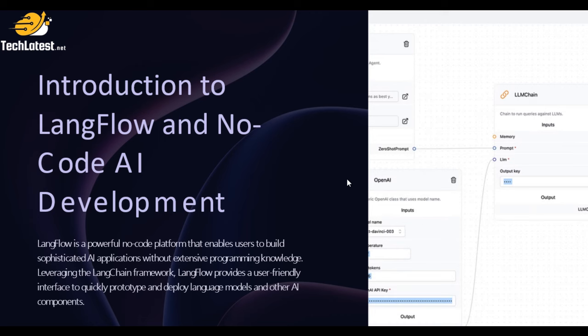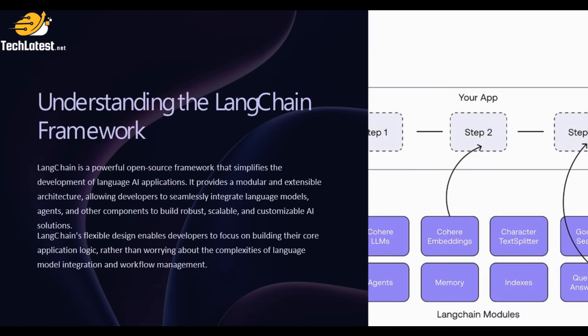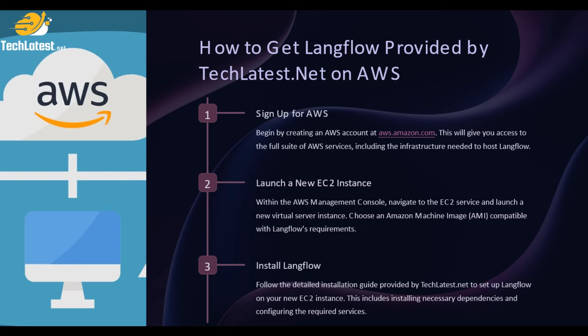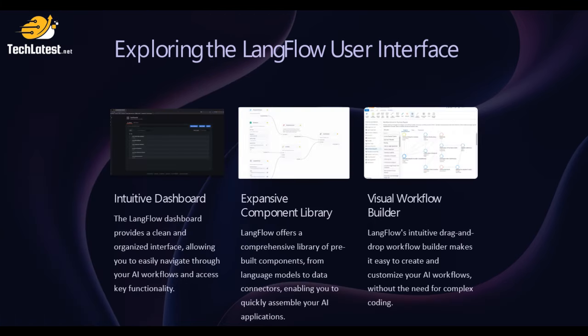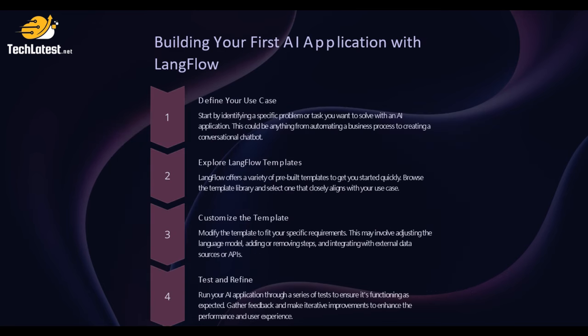So far, we had covered a lot of things like introduction to LangFlow and no-code AI development introduction. Then we had covered understanding the LangChain framework. Then we had covered how to get LangFlow provided by techlatest.net on AWS, GCP, and Azure. Then we had covered exploring the LangFlow user interface. Then in this lecture, we're talking about building your first AI application with LangFlow.